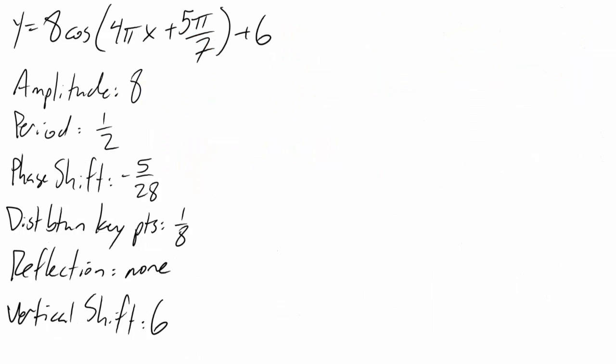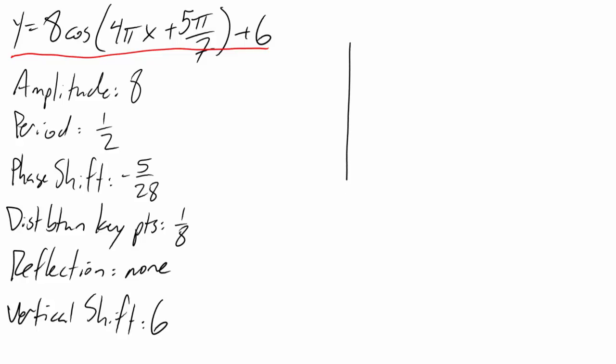All right, now I've just rewritten everything here for us, including the more fully simplified version of our equation here. The y equals 8 cosine of 4 pi x plus 5 pi over 7, and that whole thing +6. And then we've got our amplitude of 8, period was 1/2, phase shift was negative 5 over 28. Our distance between key points is 1/8. We have no reflections to deal with, and a vertical shift of 6. So what we're going to do now is get started on our graph, since that was in fact the whole point behind the problem here.